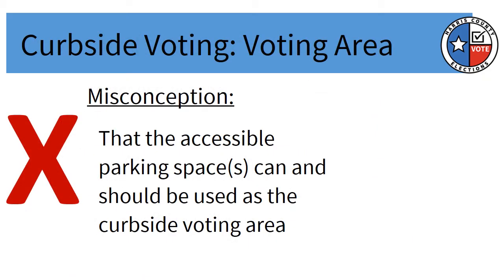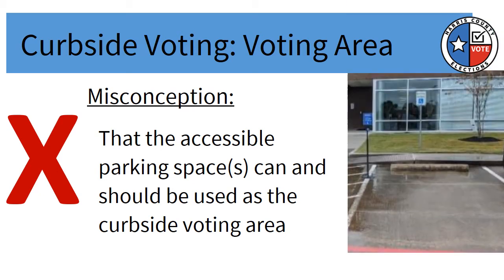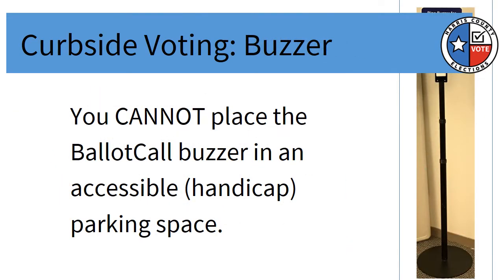A misconception exists that accessible parking spaces, aka those spaces reserved for people with a disability, referred to in the past as a handicap parking space, can and should be used as the curbside voting area. This is not true. Accessible parking spaces cannot be used as the curbside voting area, and the buzzer cannot be placed in or next to the accessible parking space.